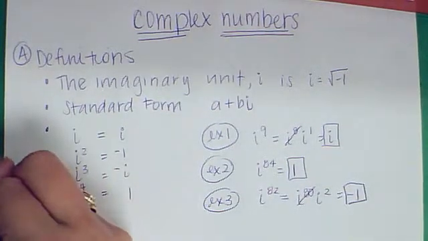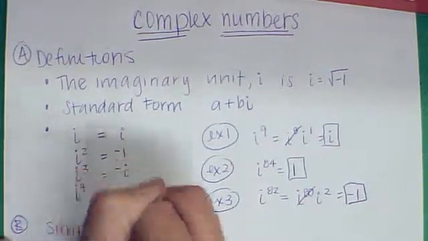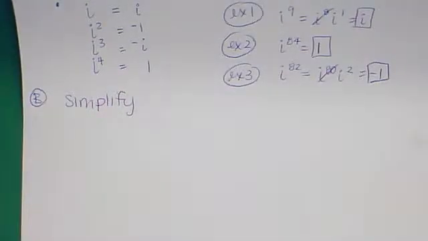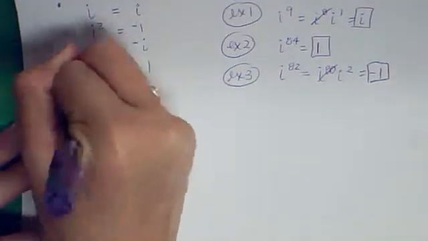That's part 1. Part B, let's look at how to simplify some square roots. This will become particularly important when we're using the quadratic formula to solve for our solutions or our zeros. This is example number 4.